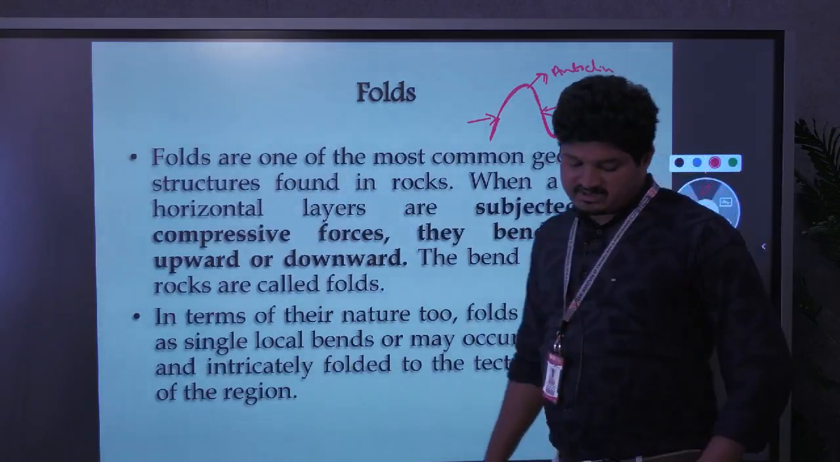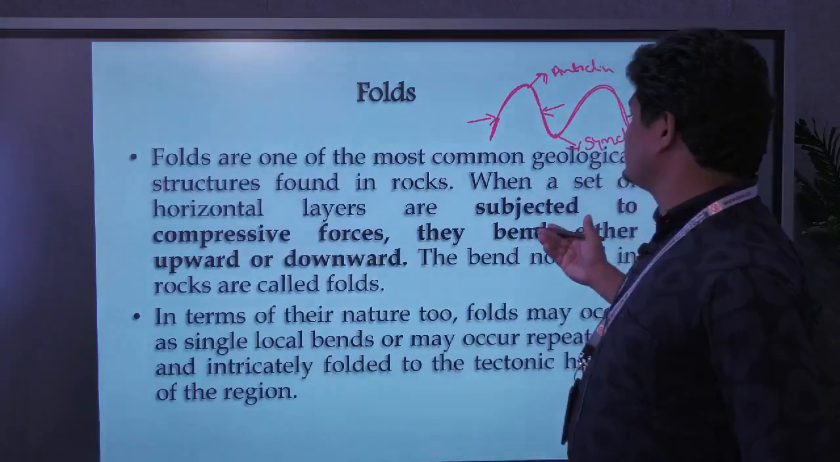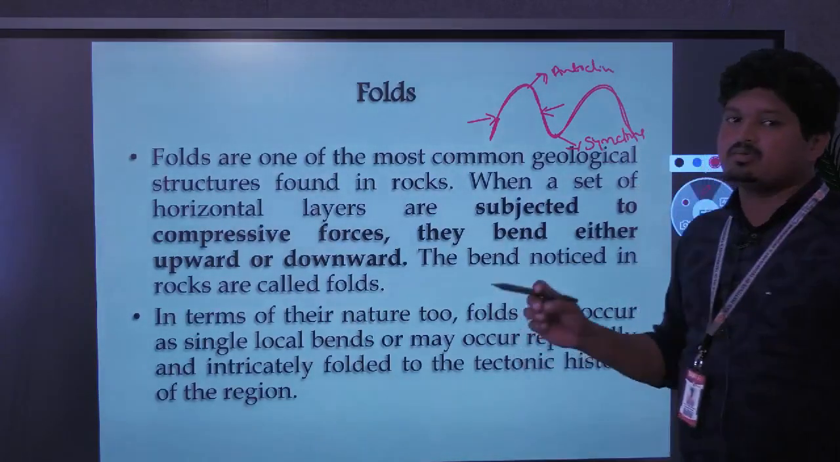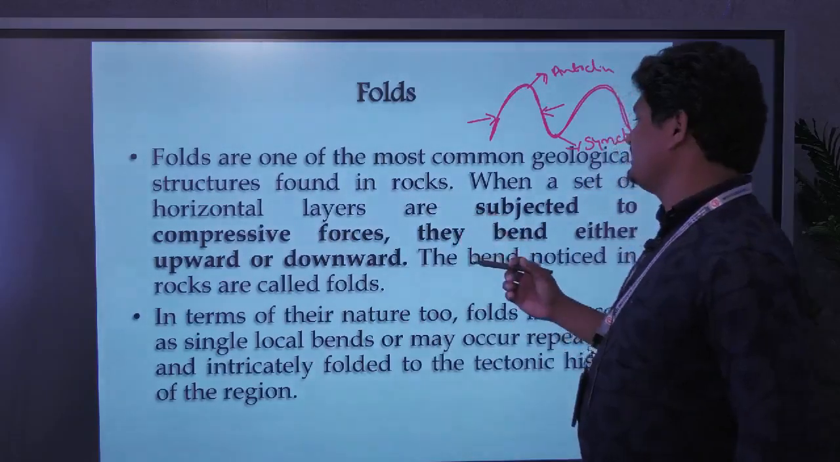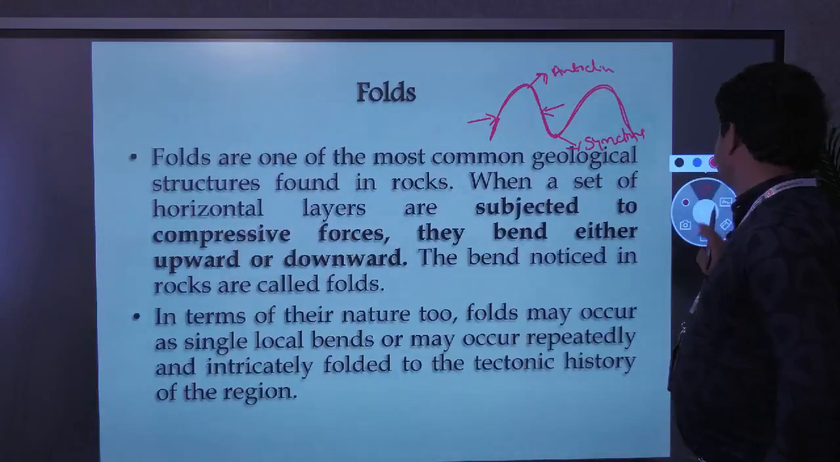Anticlines and synclines are formed due to compressional forces acting on the particular rock body. The rock body bends either downward or upward, and it is called an anticline or a syncline.